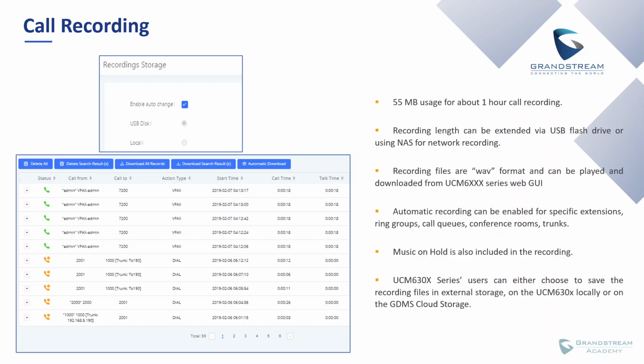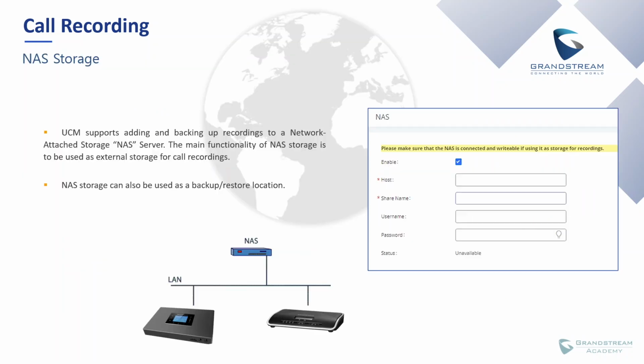You also should note that recording may require memory when the business call load is important. For this reason, users can either use a USB flash drive connected directly to the UCM or a network-attached storage. NAS storage, or network-attached storage, is supported to be integrated with the UCM for recording storing purposes, as well as it can be used as a backup and restore location for the UCM configuration.